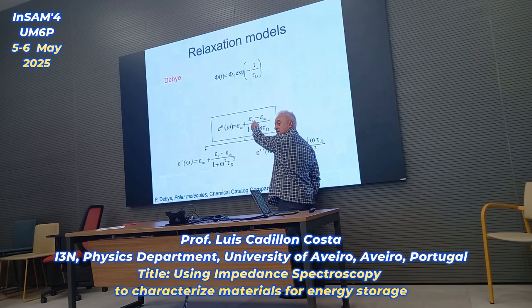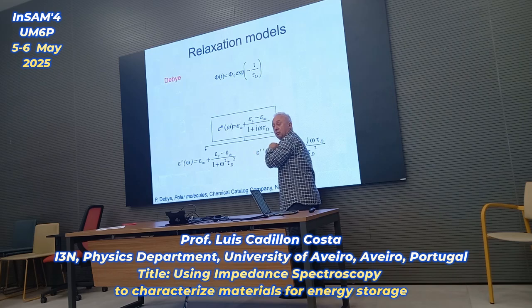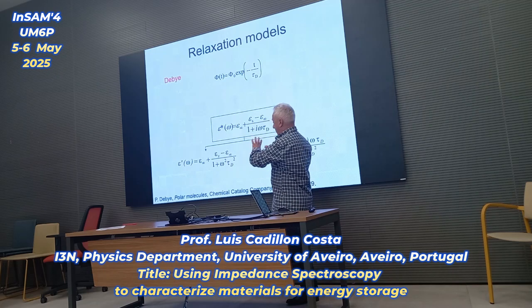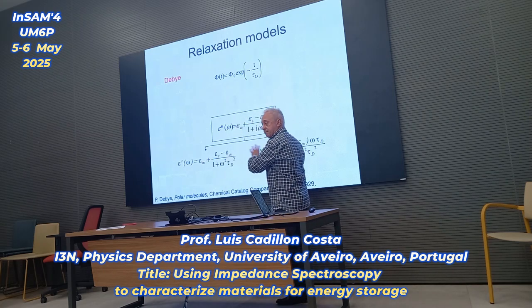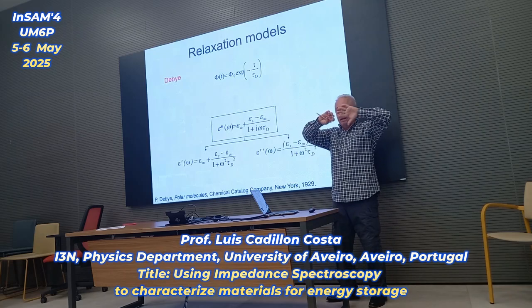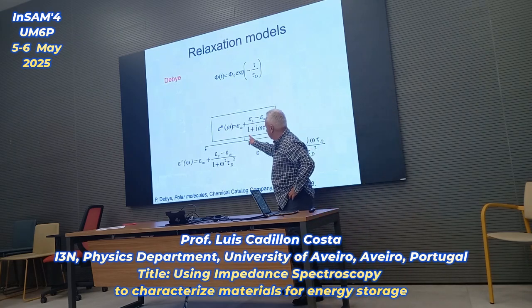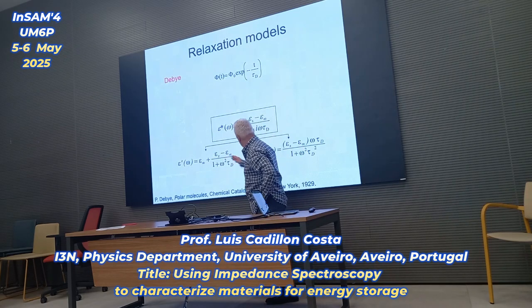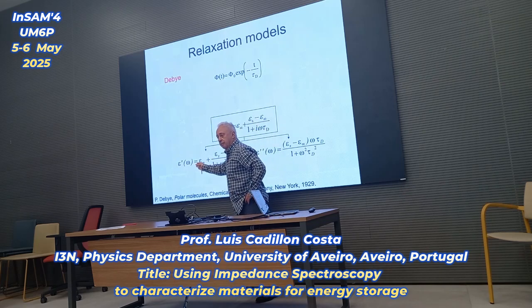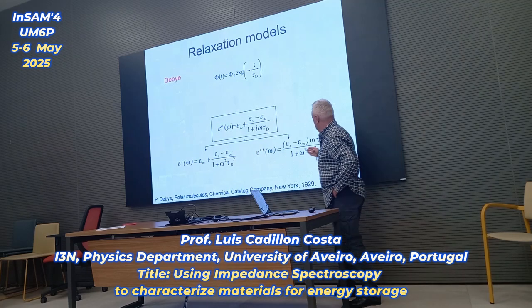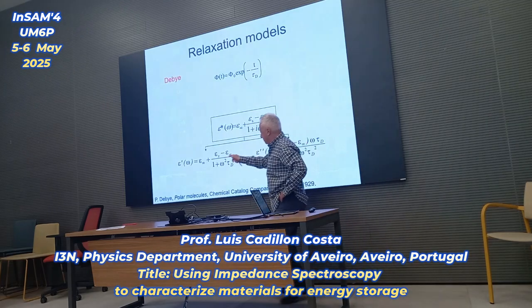I want to pass it from the bottom to the top, to have epsilon prime and epsilon double prime. That means I want to separate epsilon prime and epsilon double prime. So I multiply this by the conjugate, 1 minus i omega tau. So we have this, we divide, and we have the real part and the imaginary part.